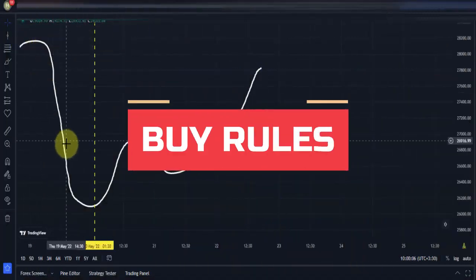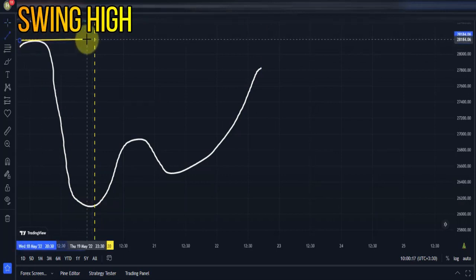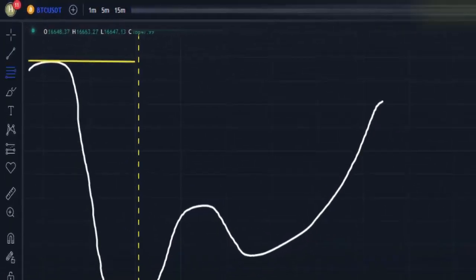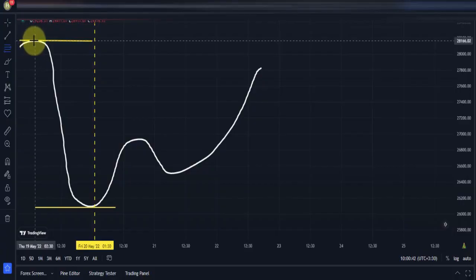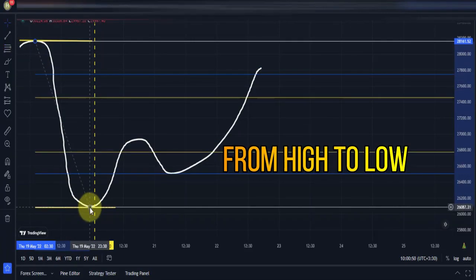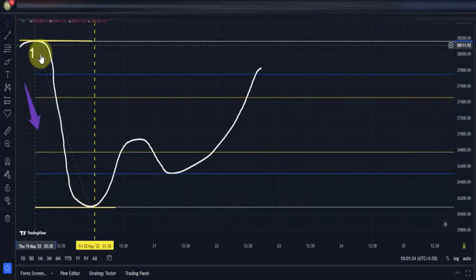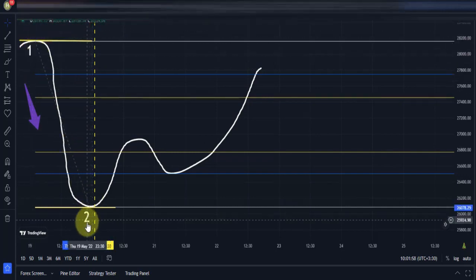Let's say we have a bearish wave here, and this downtrend wave includes a high and a low. Now select the Fibonacci retracement tool and draw the Fibonacci retracement from high to low. So it means that our first point to draw the Fibonacci retracement in a downward movement is the high of the wave, and the second point would be the low of the wave. So here's the correct way to draw the Fibonacci retracement in a downward wave.